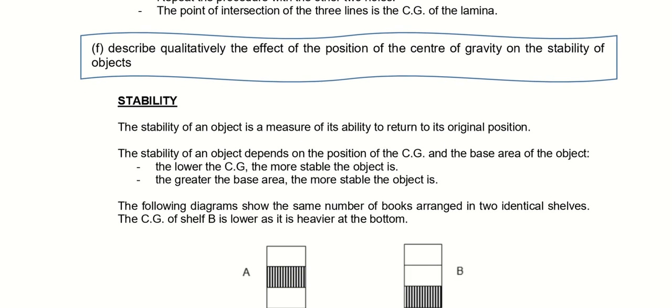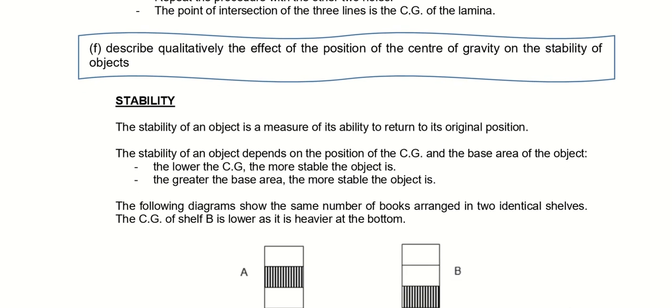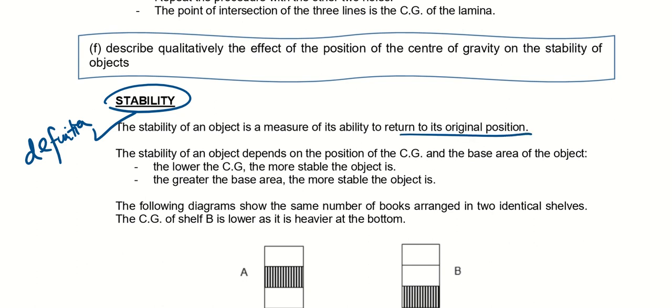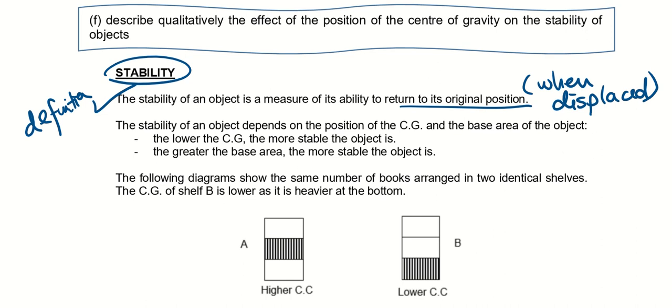Okay, success criteria F, describe qualitatively the effect of the position of the CG on the stability. Now, what is stability? Please memorize this. Stability refers to a measure of the object's ability to return to its original position when displaced, when it's moved slightly. Now take note, stability of an object depends on the position of the center of gravity and the base area. The lower the CG, the more stable the object is.